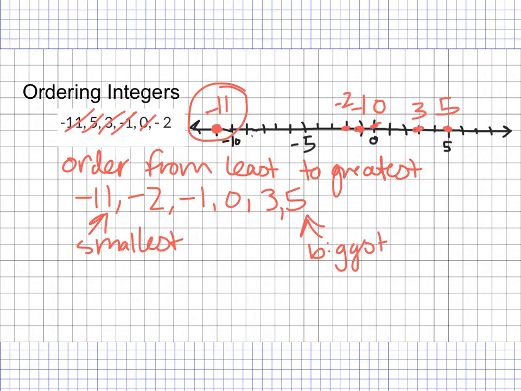May seem a little bit counterintuitive that -11 isn't bigger than 5, right? Because 11 is bigger than 5, but negative 11 is much smaller.